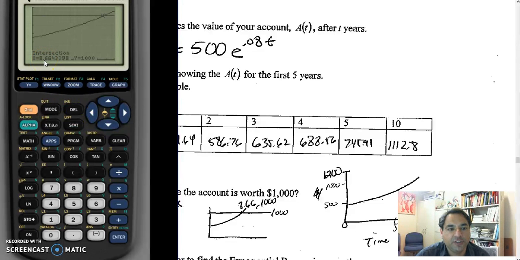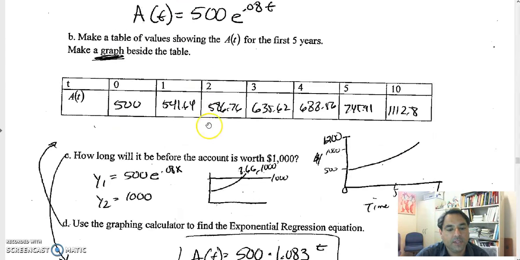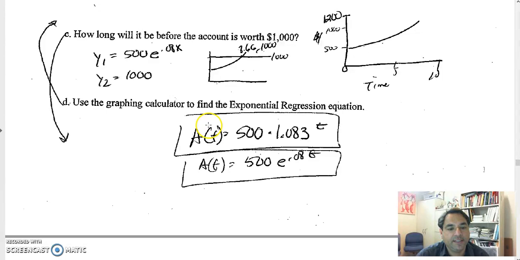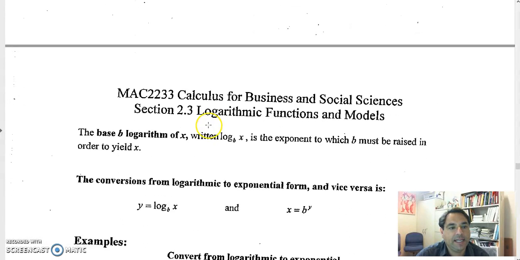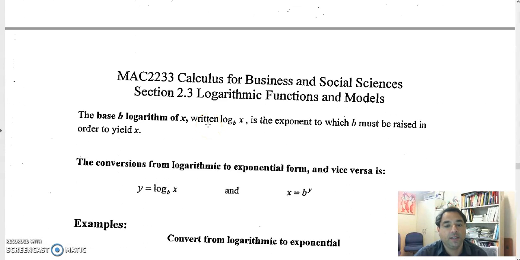You can also solve it algebraically. Remember to get rid of an E, you ln. So there's the work, there's your answer. And then the last thing we'll talk about is logarithmic. Well, logarithmic, then we'll still have logistic to cover.